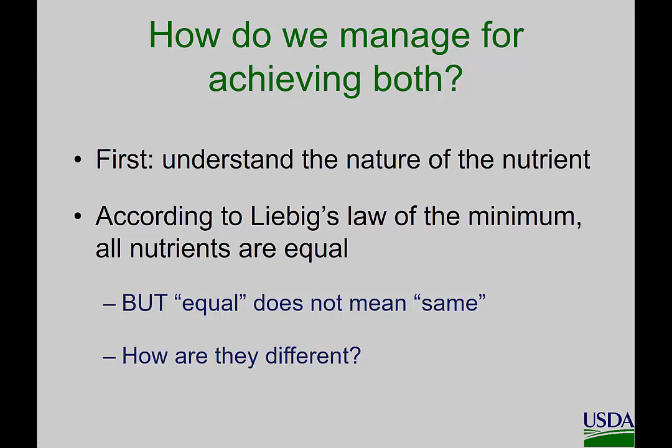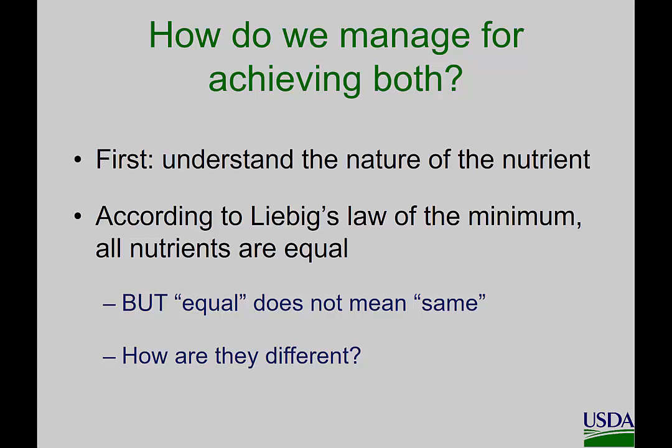So, first thing we consider Liebig's law of the minimum in agronomic principles, right? Liebig's law of the minimum says that all nutrients in theory are equal, right? What's that mean? Well, if you're deficient in any nutrient, no matter what it is, might be a micronutrient, might be a macronutrient, if you're deficient in it, you're equally screwed in not achieving maximum yield, right? So in that regard, they're equal.